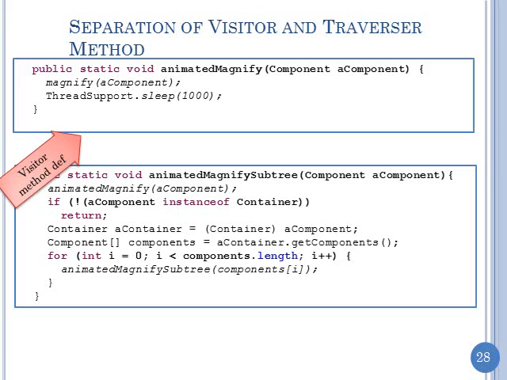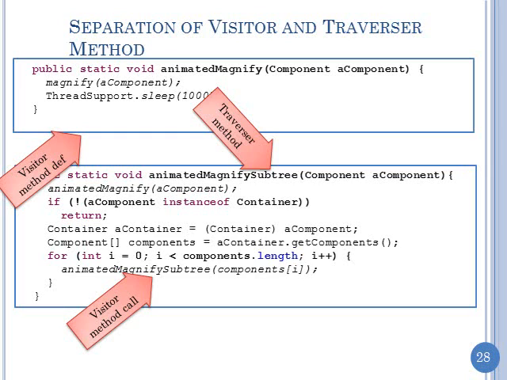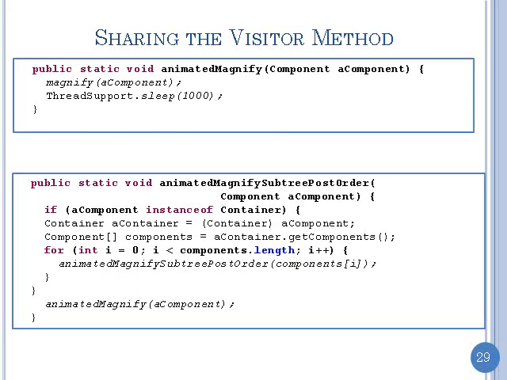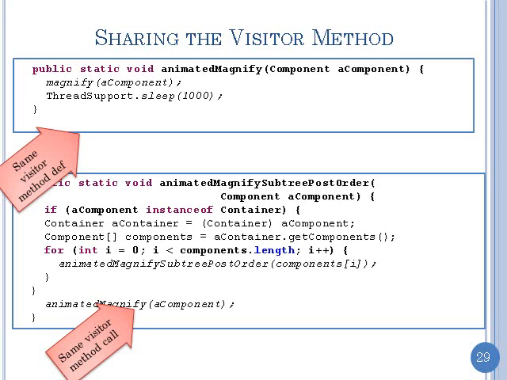So the visitor method definition is here, the traversal method definition is here, and the visitor method call is here. So they're tied to each other. But what exactly are the separation benefits? I'm sharing the visitor method with its separate traversal. Same visitor method definition, same method call, but a different traversal method where the call occurs at the end. So I was able to get this particular code shift. Questions so far?